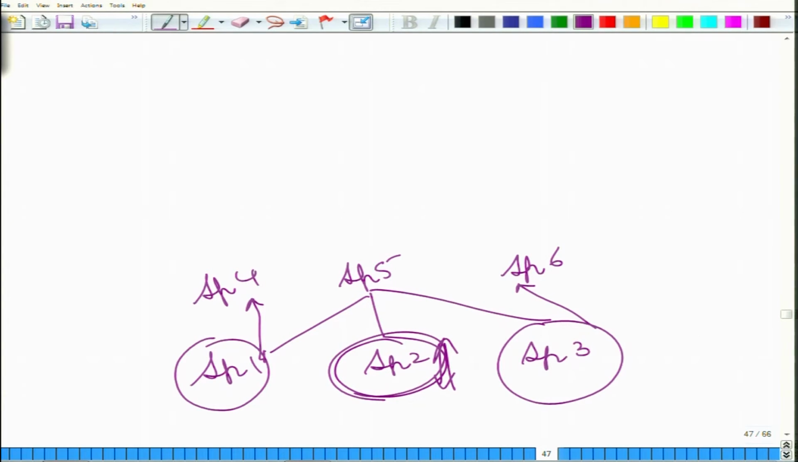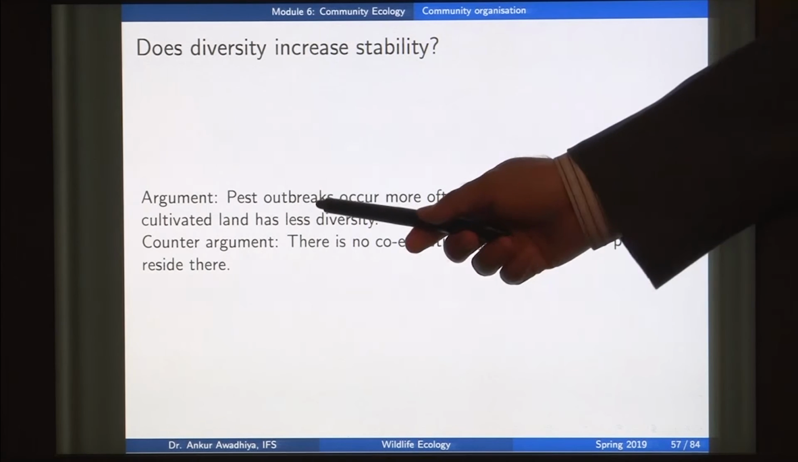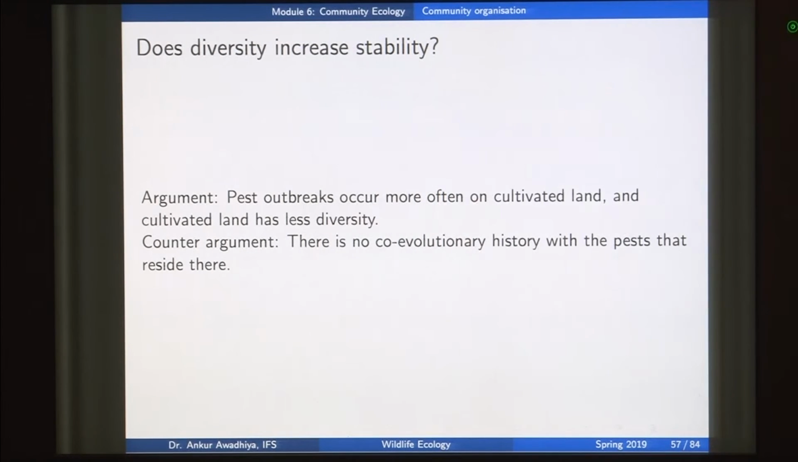So, that has been our common knowledge, that the more is the amount of biodiversity in a system, the more is the level of stability that we see in that particular system. But then these days this common knowledge has been questioned. So, some examples are, we have always said that pest outbreaks occur more often on cultivated lands, and cultivated land has less diversity. So, if we look at a natural forest, the pest outbreaks there are lesser as compared to agricultural cultivated lands, and so we have always stated that because the cultivated land has lesser biodiversity, it is less stable, and so it is more prone to the attacks.